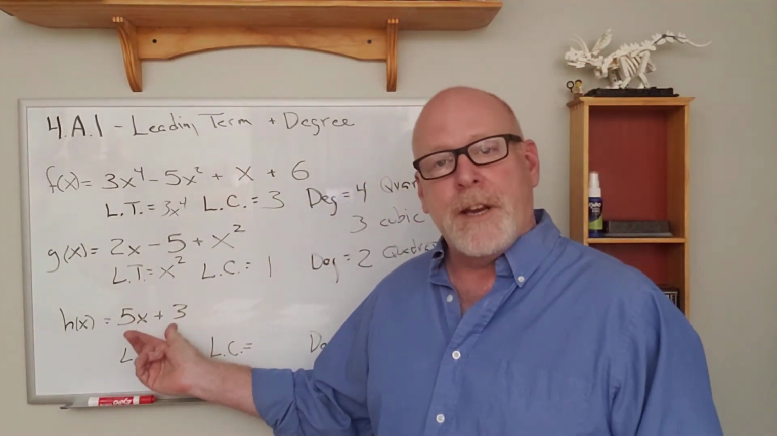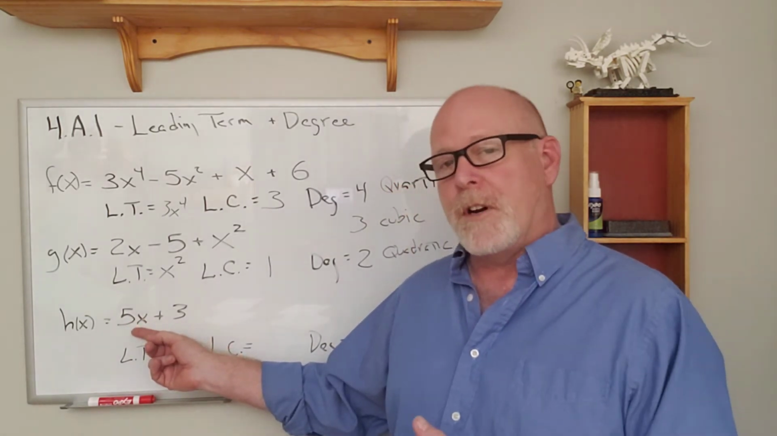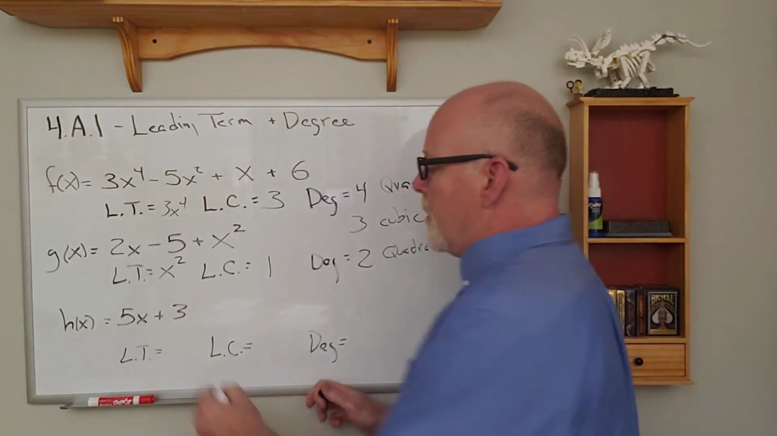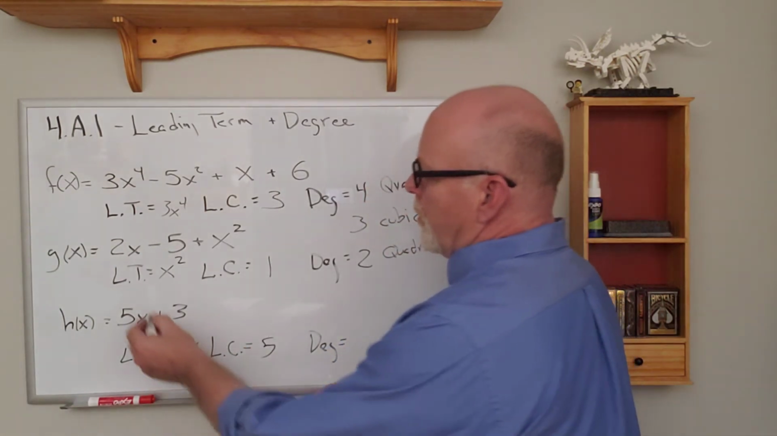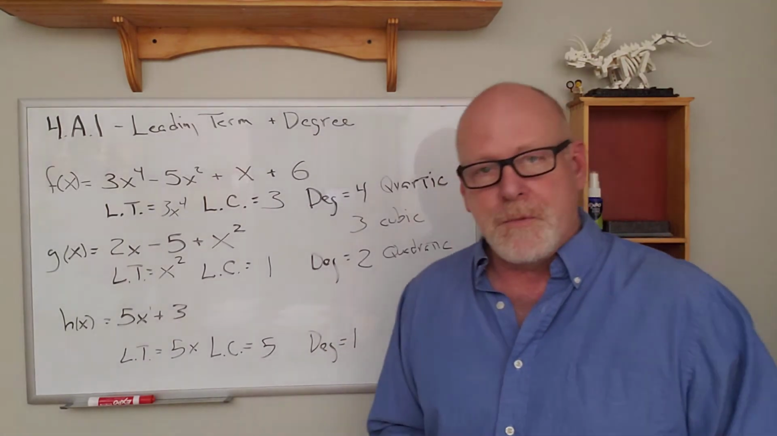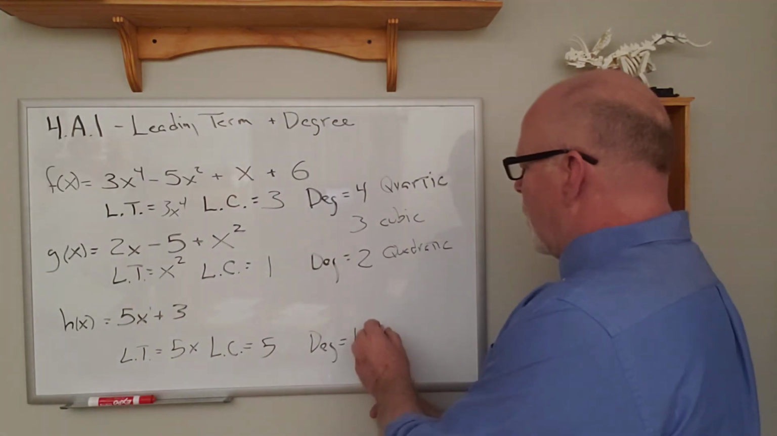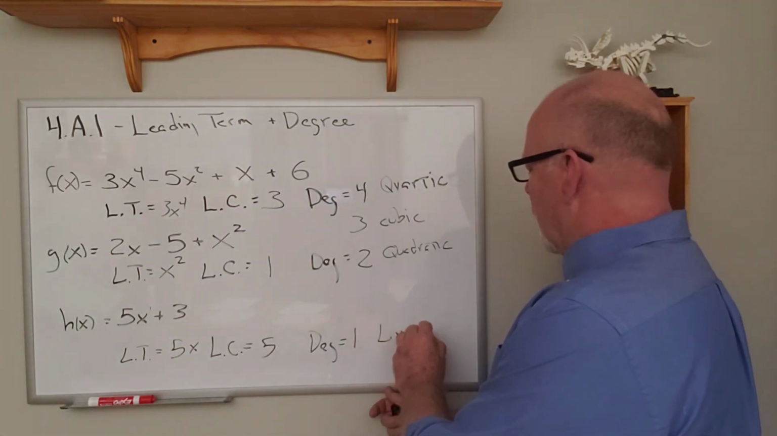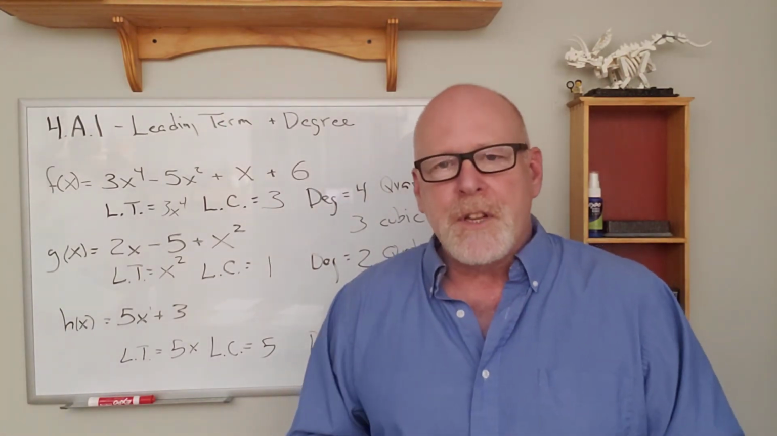This is a linear, right? It still has 2 terms. It's still a polynomial. It's just a very basic one. Our leading term here is 5x. Our leading coefficient is 5. And our degree, of course, there's nothing written, so we understand that to be 1. And we know from chapter 1, I hope you remember, that this is the equation of a line. We would call this a linear. And that's about it for this first objective.